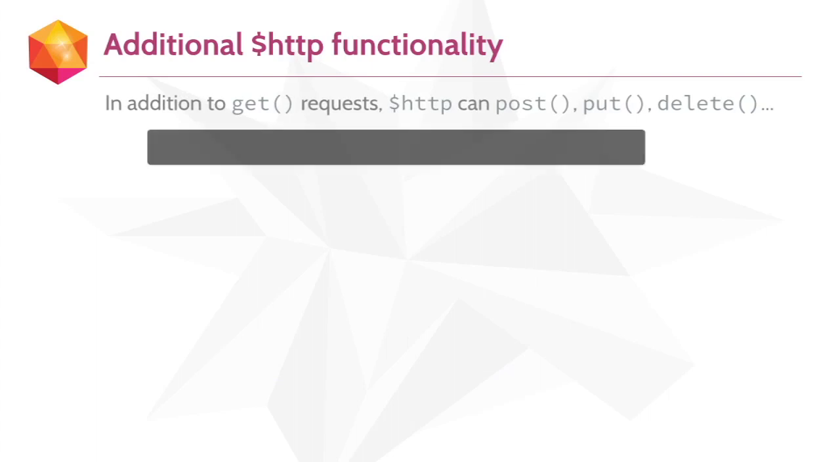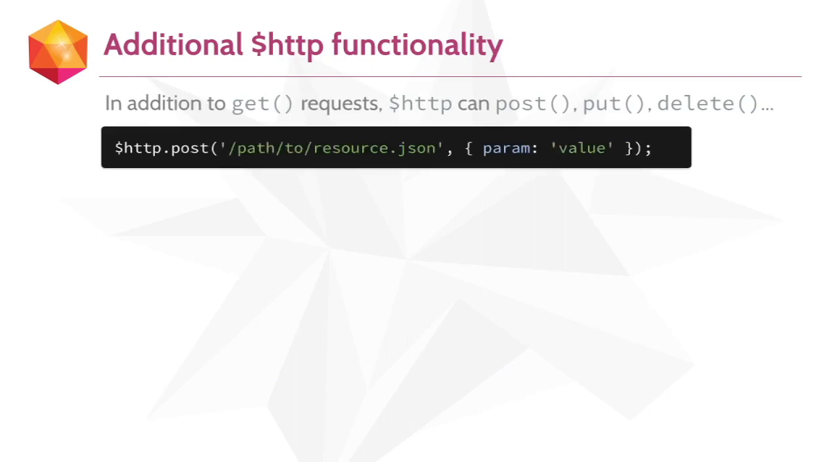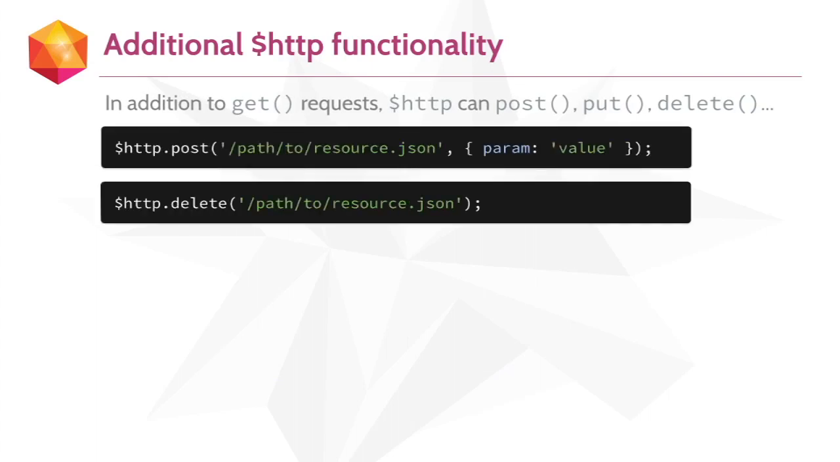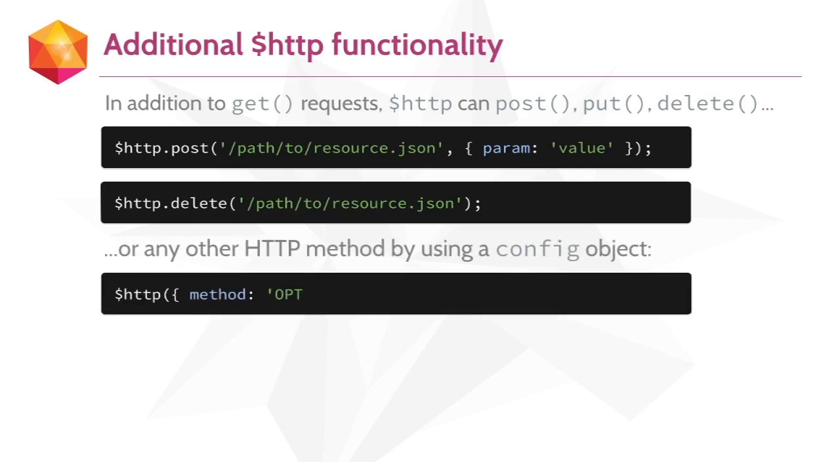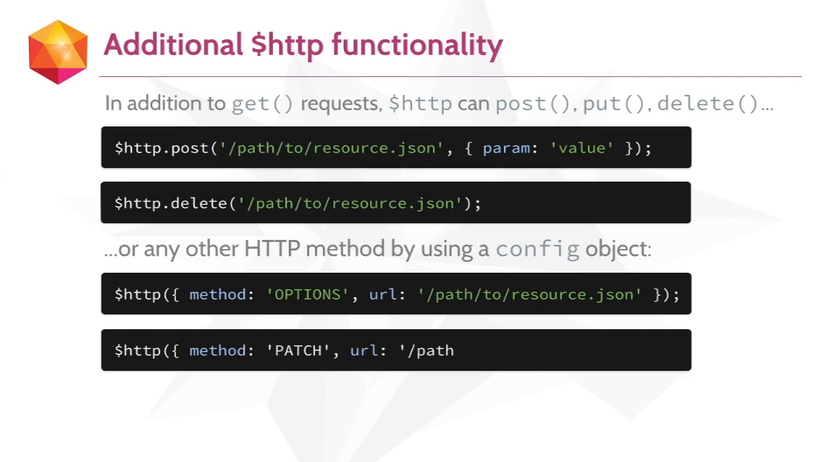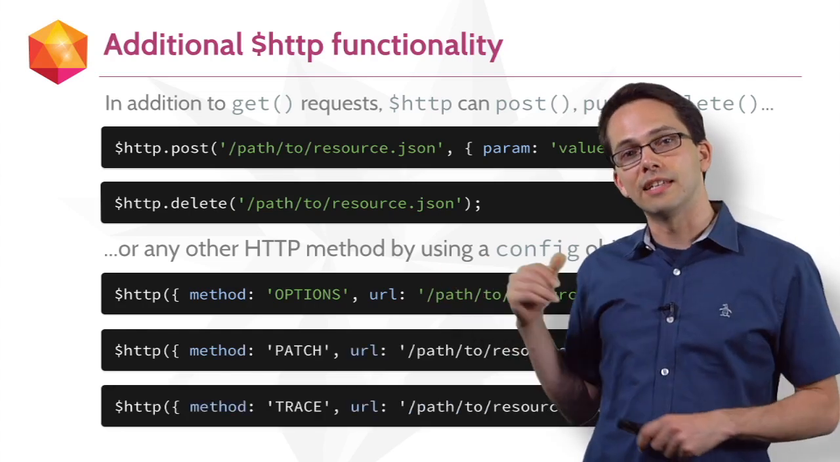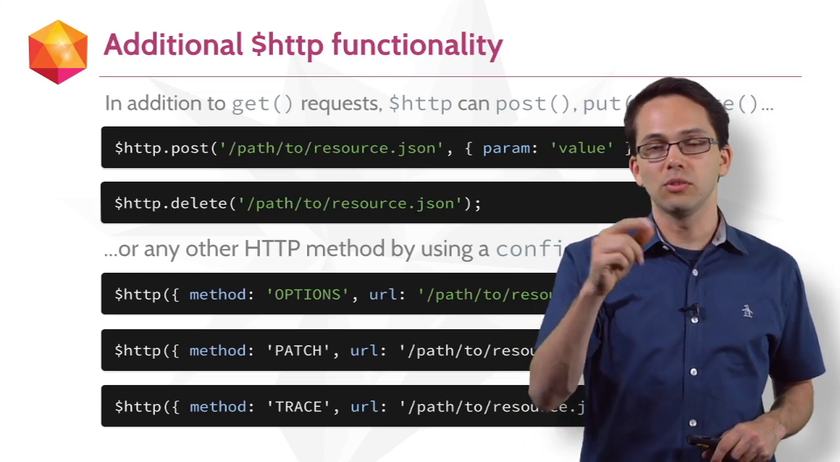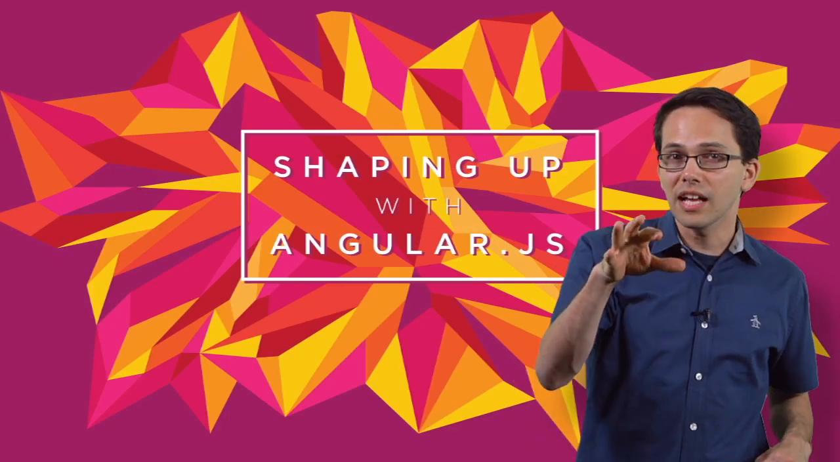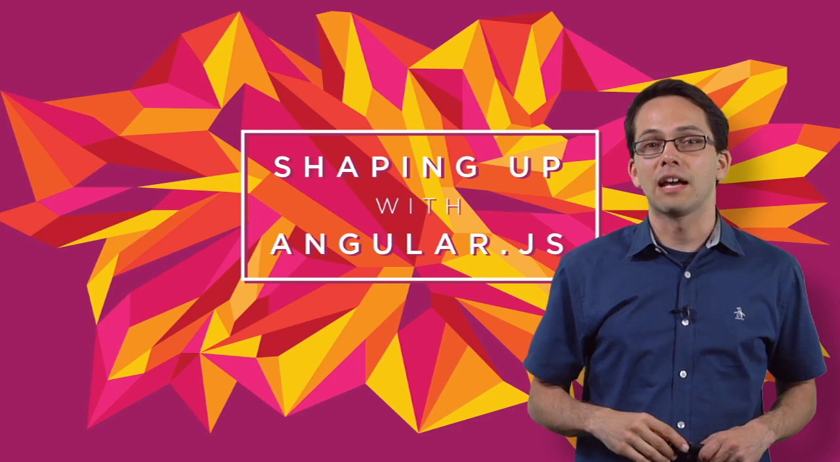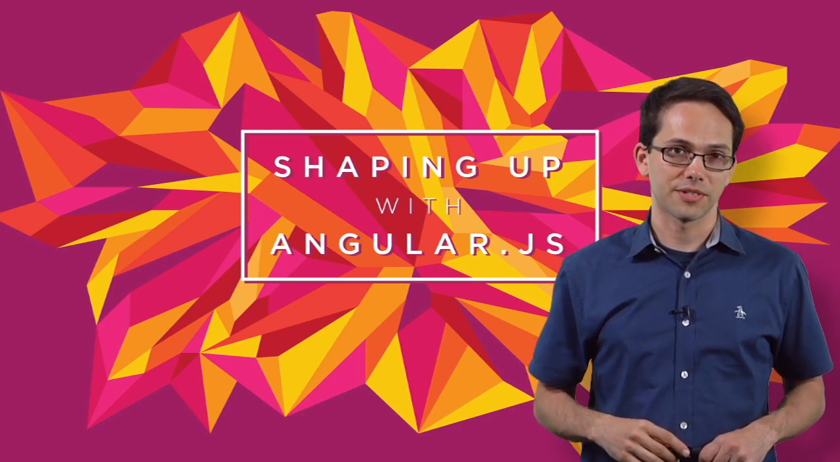In addition to GET requests, $http can do things like post, put, and delete, and here's the syntax for that. It can also load any other HTTP method by using a config object, like you see here. You'll need some of these commands in the challenges, which I'm going to set you loose on. Complete those challenges, and I will see you in the outro video at the end of the course.